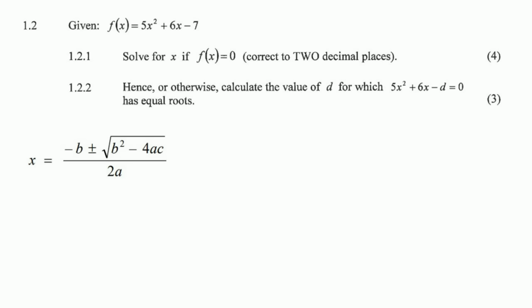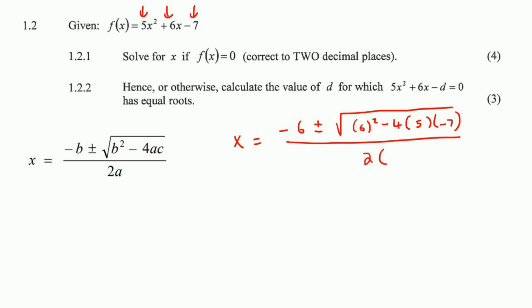Alright, so if we fill that all in now, you would say x equals, now b is going to be 6, and then b would be 6 again, a would be 5, and c would be minus 7. Remember that this is a, this is b, and this is c. And then at the bottom, we're going to have 2 times a, which is 5, once again. And so if we work this out, to 2 decimals, x would be 0.73, or x would be negative 1 comma 93.